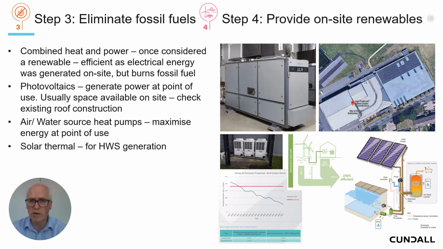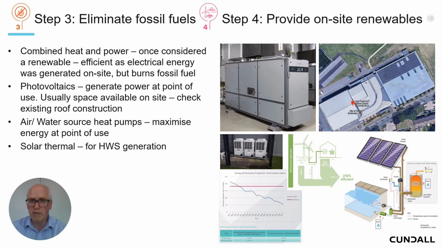Steps 3 and 4 go in conjunction, and these are eliminate fossil fuels and provide on-site renewables. So again, what we're trying to do here is reduce gas. The diagram on the bottom left indicates the carbon content of gas in the red line, which is constant, and the fall in carbon content of the electricity grid due to the input of renewables over time. So in due course, electricity will have a carbon content of less than a third of gas, hence the drive to electrical solutions. So CHP has been popular.